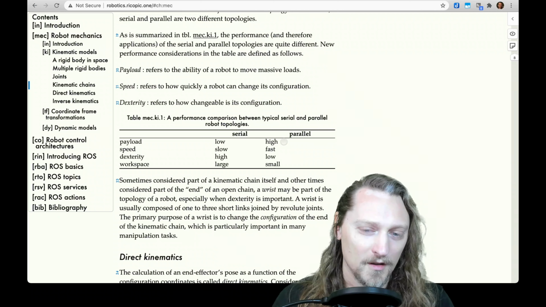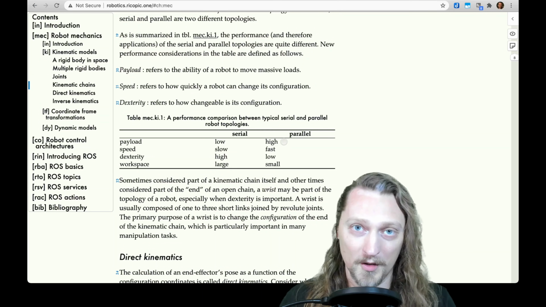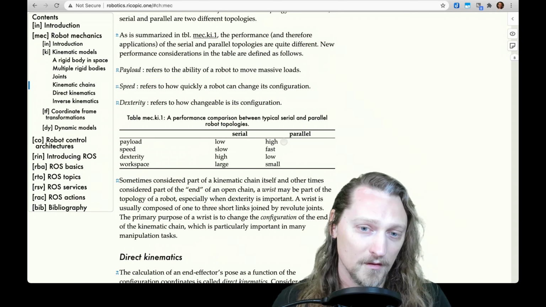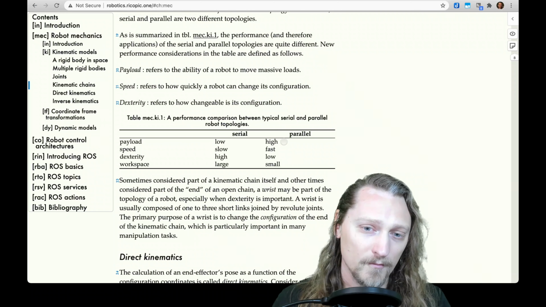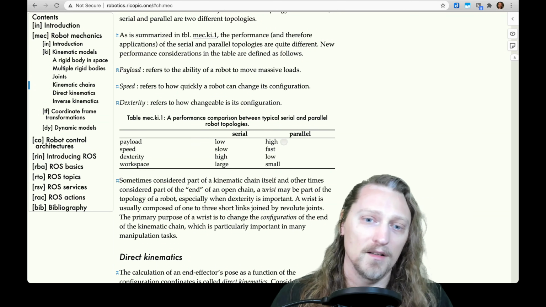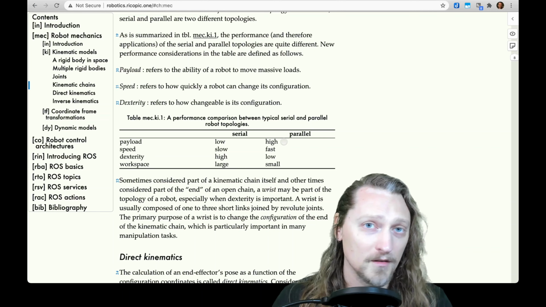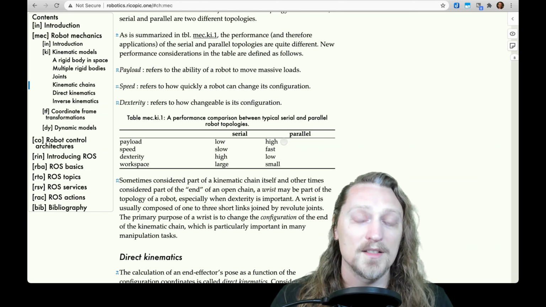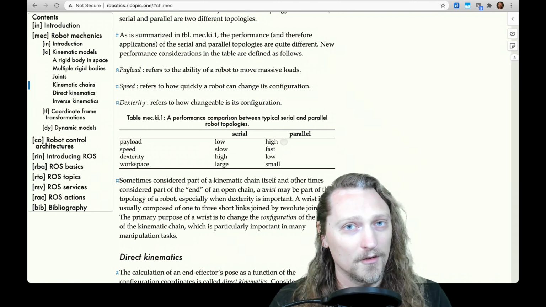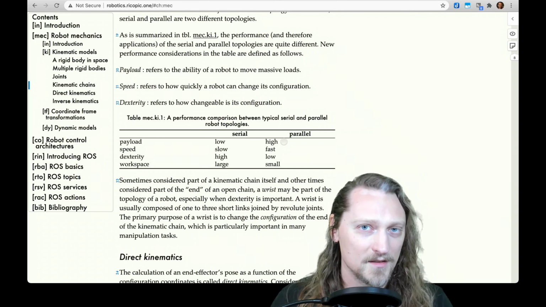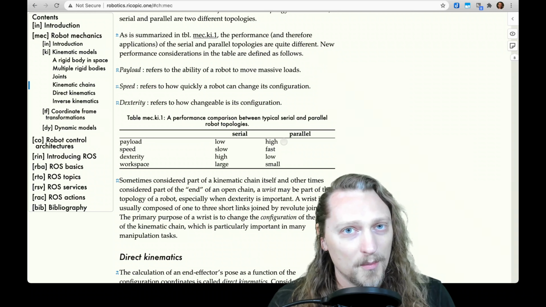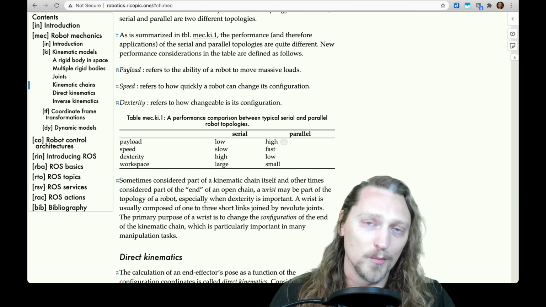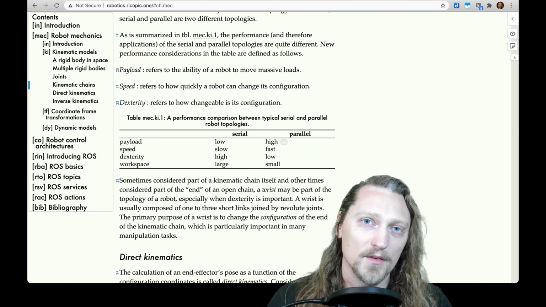This tends to come with the fact that you have typically multiple connections to ground. It adds a lot of structural rigidity. Speed becomes much faster in many cases. Dexterity is low. It's more bound. It's not as dexterous as the serial robot. And it has a smaller workspace. It isn't able to move through as much of the space.